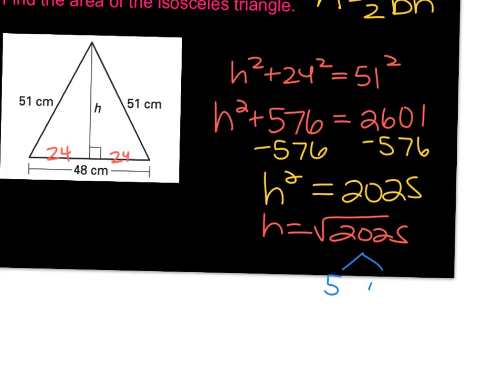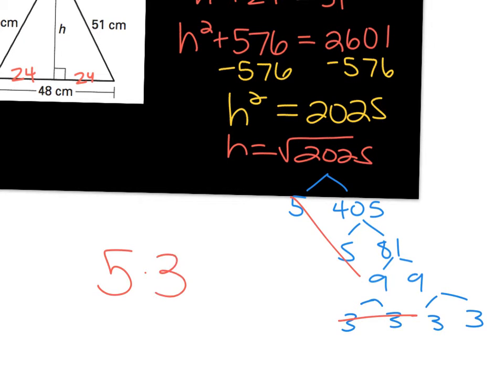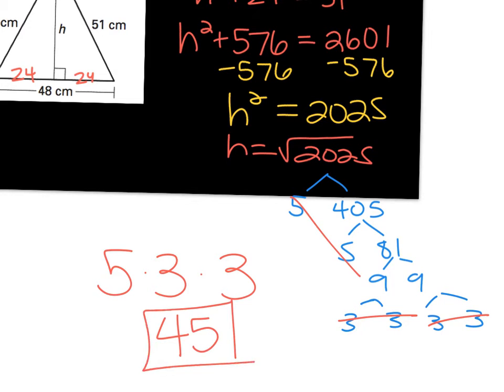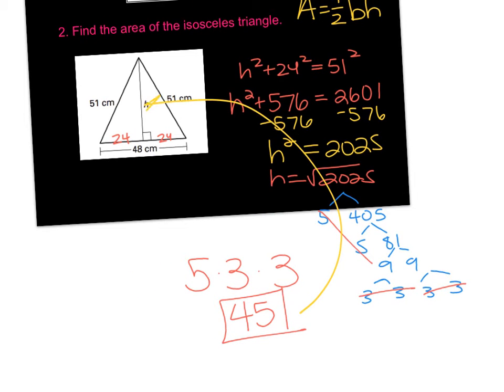So 5 would be 405, which again I can do 5. 81, 9, and 9. I already have doubles, but if I want to keep going, 9 would be 3 and 3, and 3 and 3. So this time I have a pair of 5s, it's going to go to the outside. A pair of 3s, it's going to go to the outside. Another pair of 3s. So I've got 9 times 5 or 45, and nothing left underneath. So that's the height of the triangle.